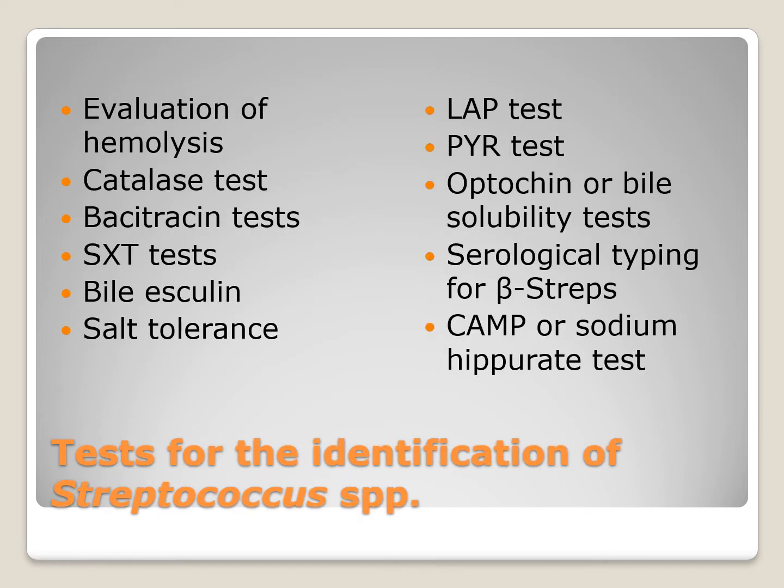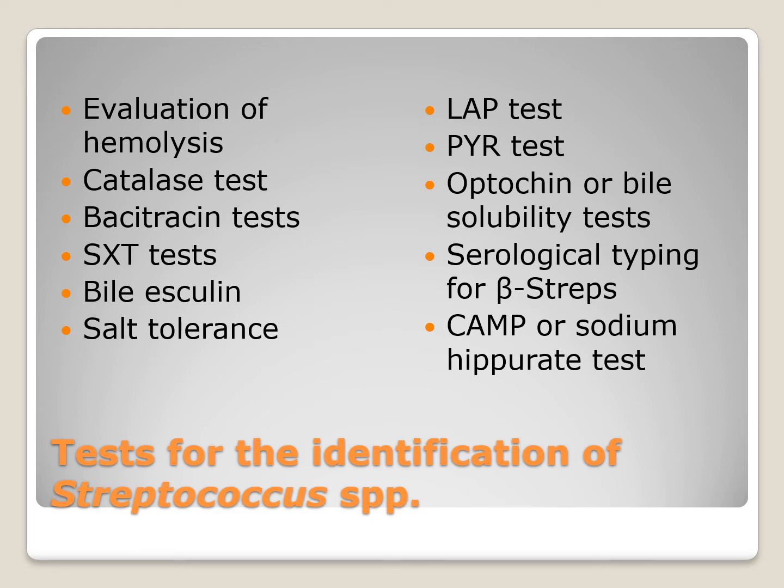So on this slide, we have several tests that are used to identify the Streptococcus and the Enterococcus, and sometimes we're going to use some of these tests, other times we'll use other types of tests that are on this list, but essentially what we're going to do is evaluate the hemolysis of the organism. We're always going to do a catalase test. In some cases, we'll do bacitracin, SXT, bile esculin, and salt tolerance tests.